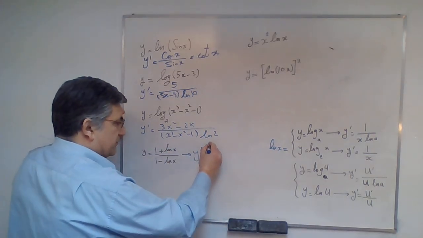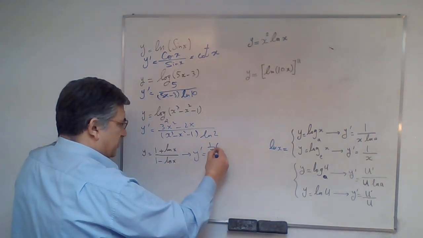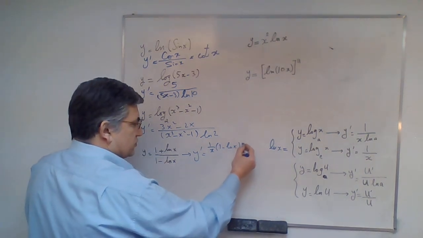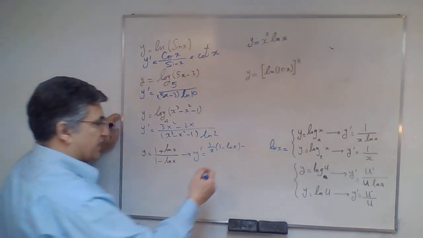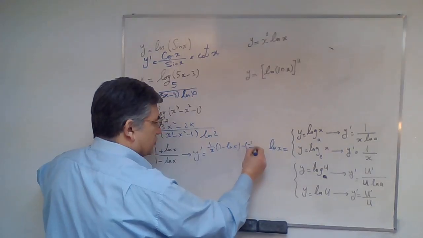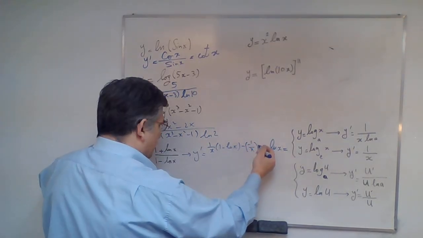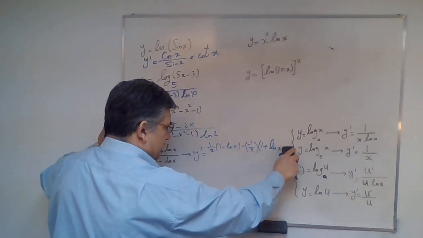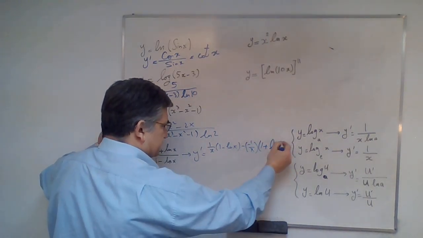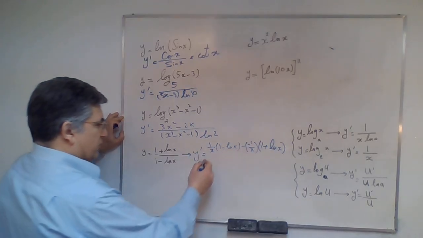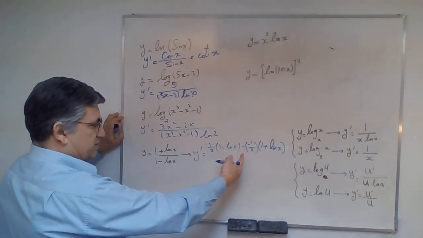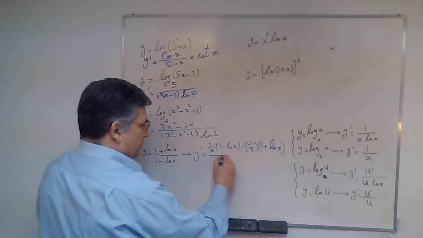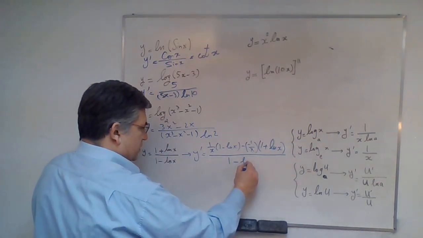So derivative of top is 1 over x times bottom, 1 minus ln of x, and then minus derivative of the bottom, which is negative 1 over x, times the numerator, which is 1 plus ln of x. There you go. Nice trick. So u prime v minus v prime, which was negative 1 over x, times u, all over the denominator squared.